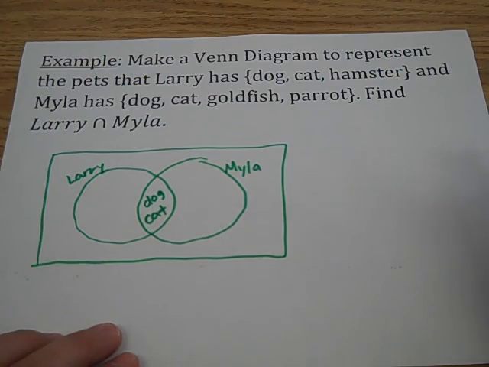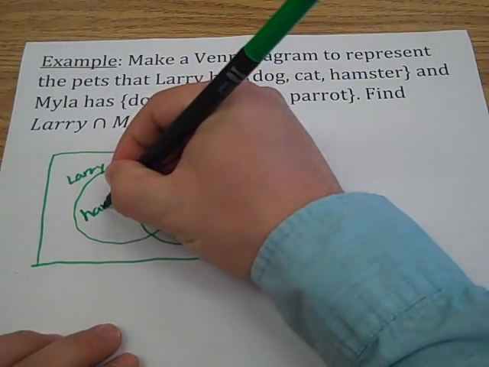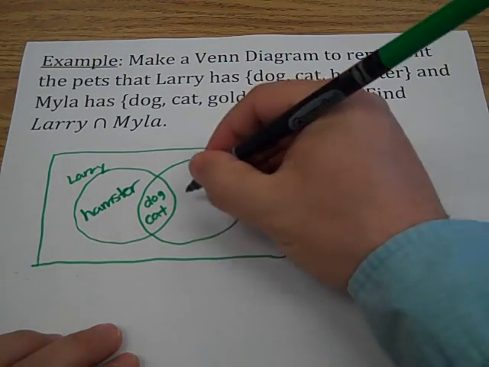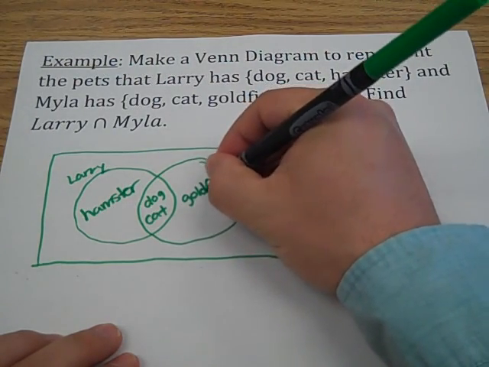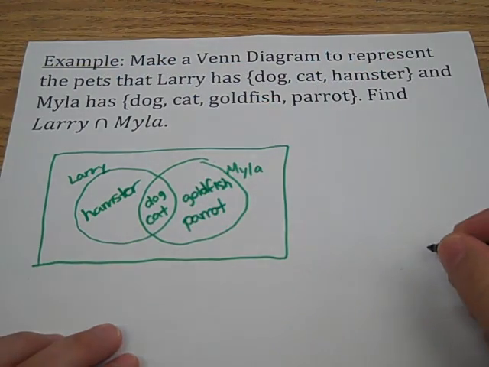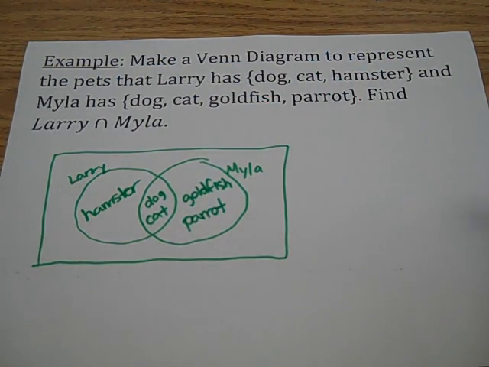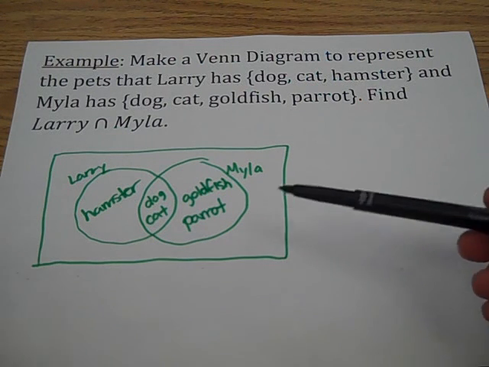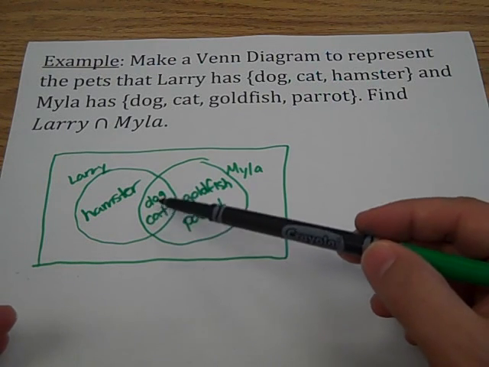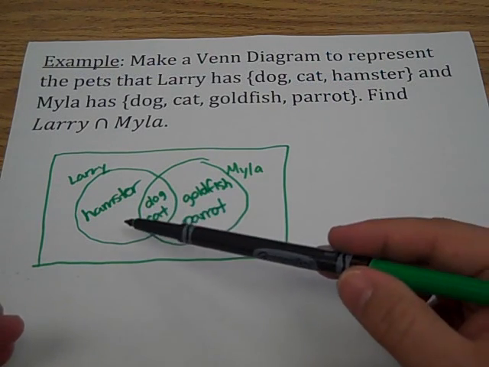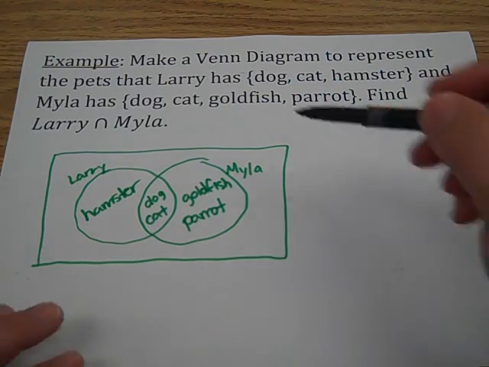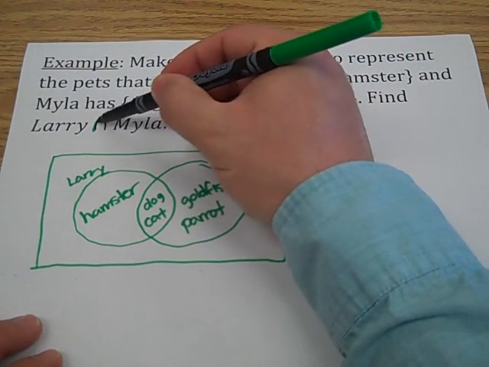And then Larry also has a hamster, and Mila has a goldfish and a parrot. So it's a really good visual representation of the relationship between Larry and Mila and their pets. They both have a dog and cat. They're both in those circles, and then you can see the pets that they have individually, but they both don't have.